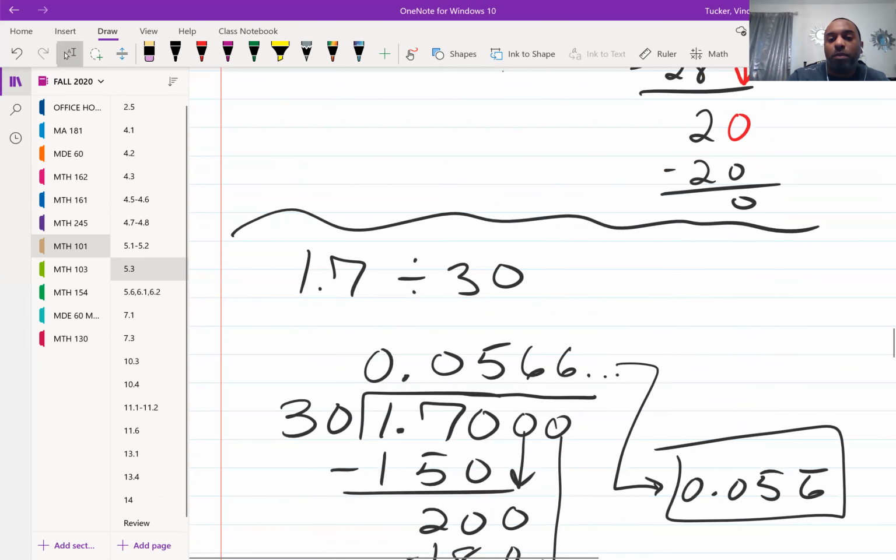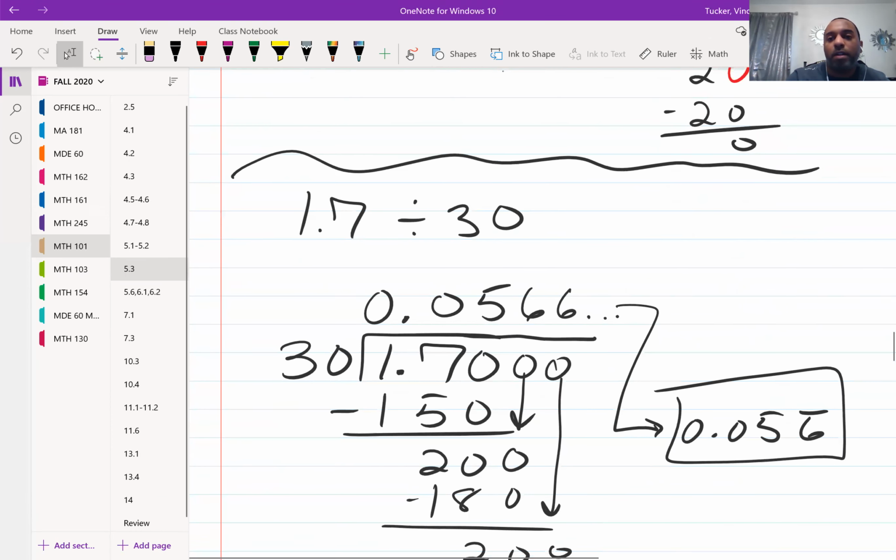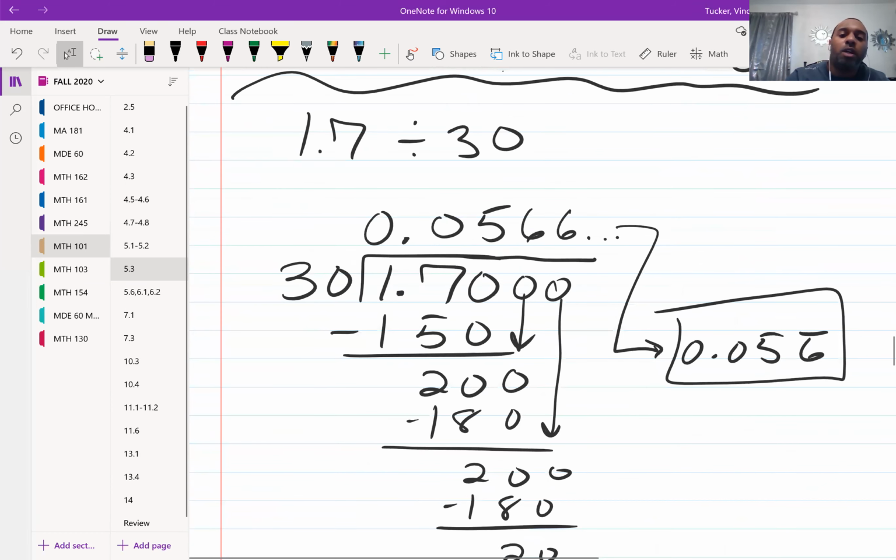Once again, let me scroll up if someone's still writing. All right, cool. Here we have 1.7 divided by 30. So once again, you put the number that follows the division sign on the outside, and then we put this number on the inside of the division symbol.